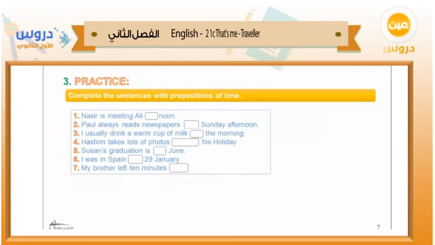Practice. Now complete the sentences with the preposition of time. Number 1, Nasser is meeting Ali, noon. Number 2, Powell always reads the newspaper, Sunday afternoon. 3, I usually drink a warm cup of milk the morning. 4, Hashim takes lots of photos his holidays. 5, Susan's graduation is June. Number 6, I was in Spain 29th of January. 7, my brother left 10 minutes.